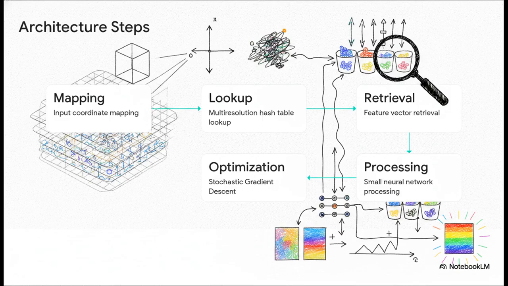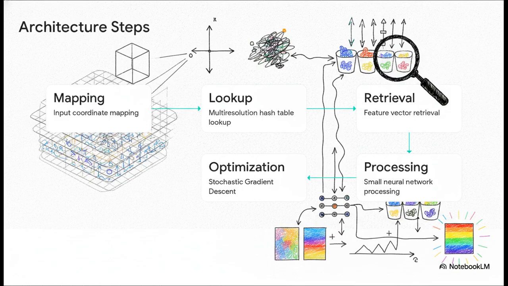Next, Step 3. Feature vector retrieval. The system fetches the feature vectors from the hash table and rapidly interpolates them based on exactly where the input point sits inside the grid cell, linking these retrieved vectors into one continuous array. Step 4 is where we see the massive efficiency gain. We pass this rich concatenated array of data into a very small neural network. Because the hash table has already done all the heavy lifting of figuring out the spatial context, this neural network can be incredibly tiny. It acts simply to decode the feature vectors into a final color and density value.